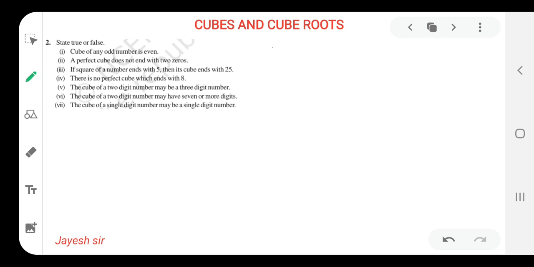Cube of a 2-digit number may have 7 or more digits. For that, we need to find the cube of the largest 2-digit number. The largest 2-digit number is 99. 99 cube would be, what is the cube of 99? That is 970299. Is it having 7 or more digits?